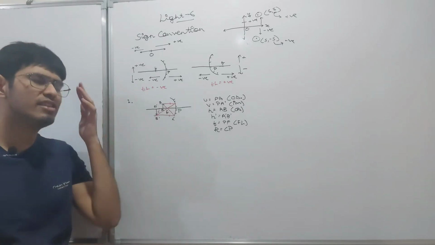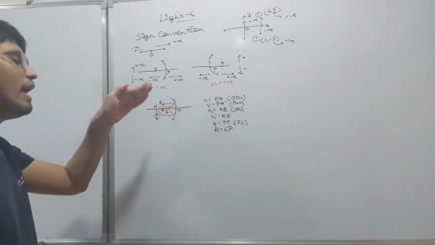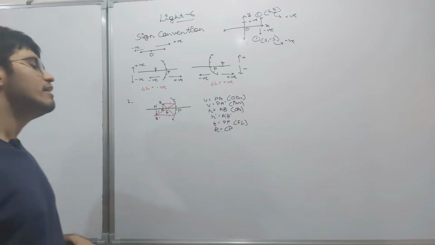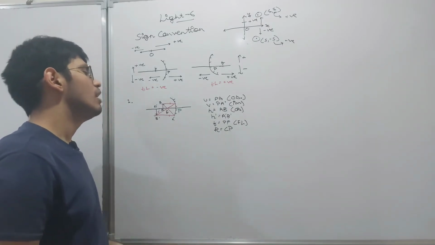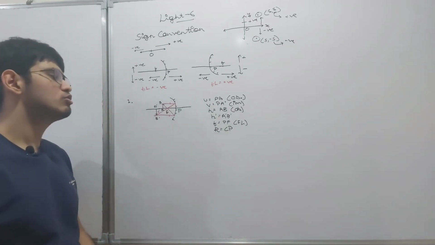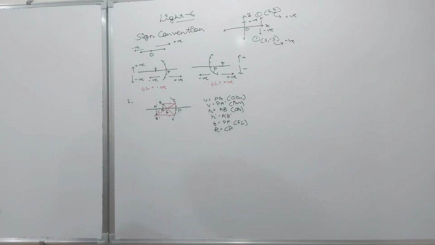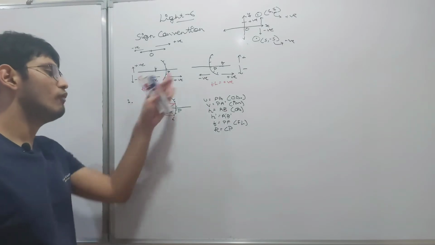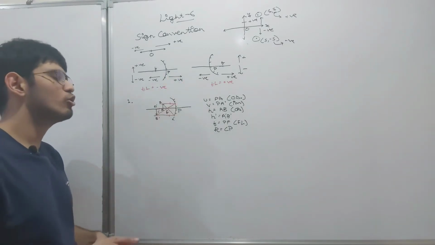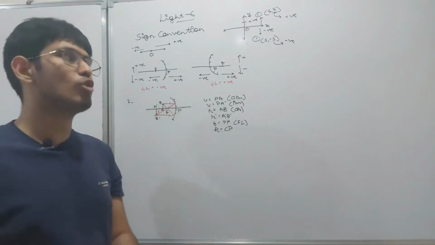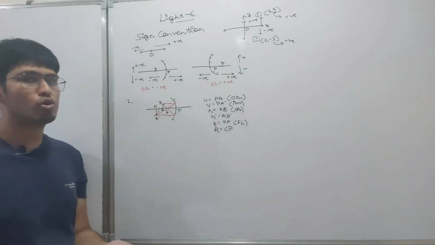Focal length is basically the distance between the pole and the focus, and radius of curvature is the distance between the pole and the center of curvature. Okay, so these things I think you might have understood. Now what we have to look towards is to judge the sign of these quantities, what sign we are going to take to solve various numericals on this particular thing.